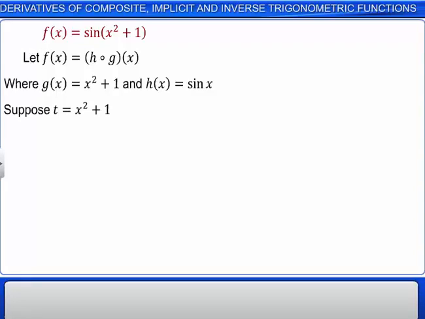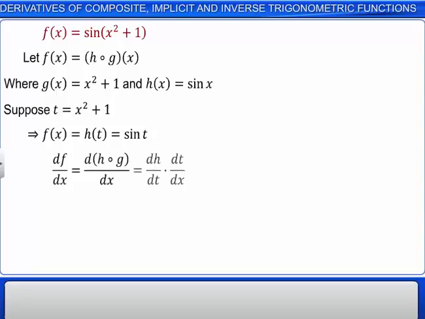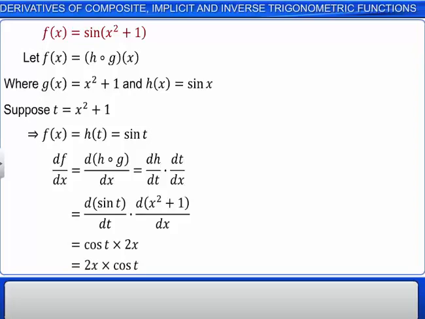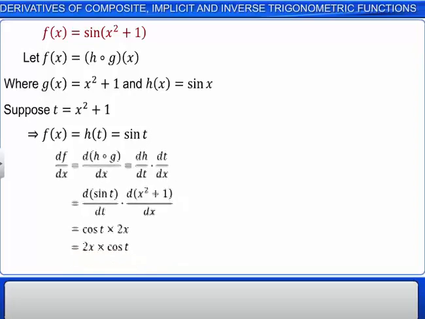So, the derivative of f of x with respect to x is equal to dh by dt into dt by dx. On differentiating, we get 2x into cos t. On substituting the value of t, we get the derivative of f of x is equal to 2x into cos of (x squared plus 1).